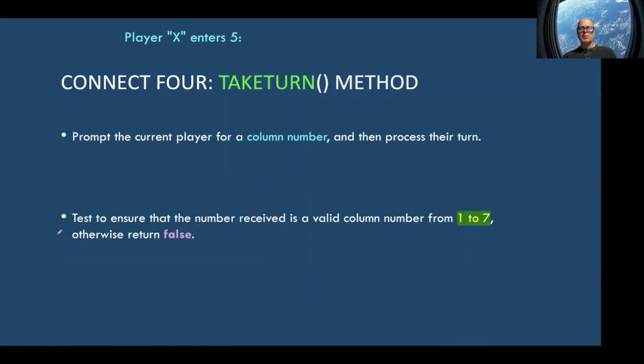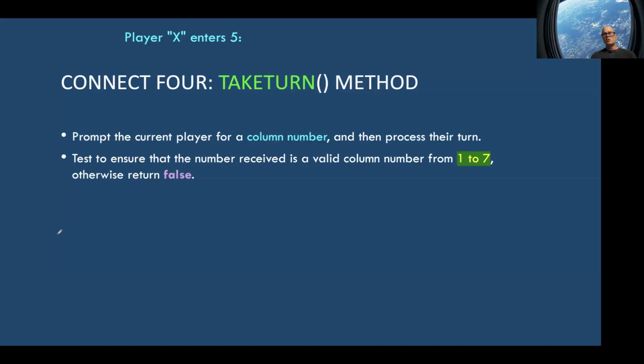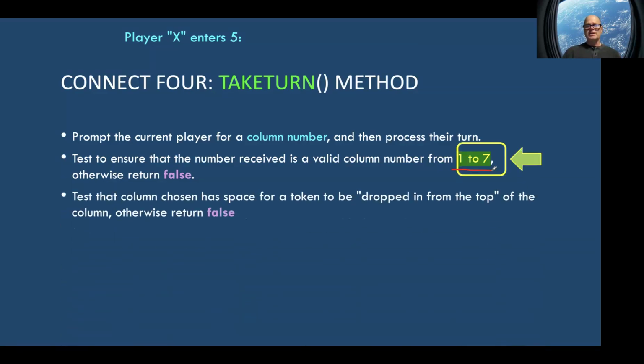Take turn, just a couple reminders. You're going to prompt the user inside of your take turn method. So that's your responsibility now. Prompt the user, collect a number, make sure it's a valid number from 1 to 7, adjust it down to 0 to 6, right? And then we've got to make sure that column is not full, right? In Connect 4, we can't put an X in column 5 if column 5 is already full.